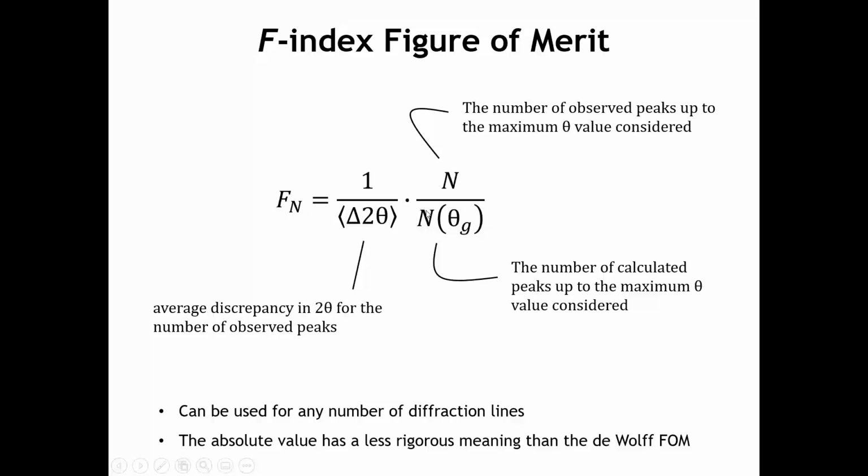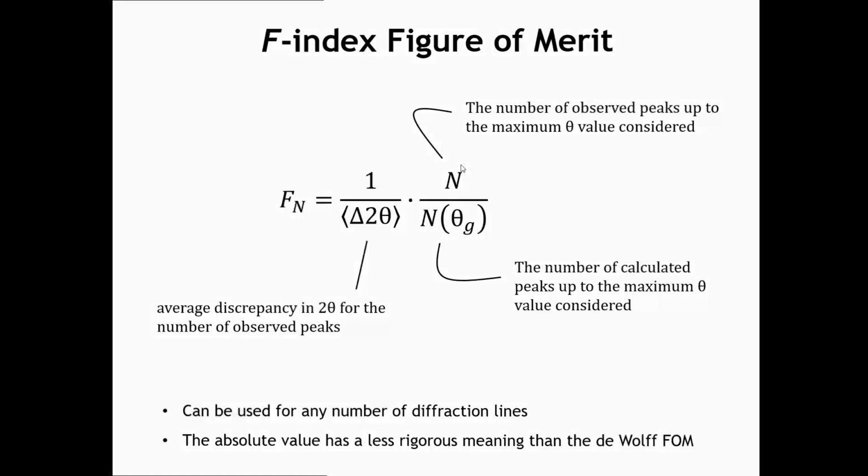And then this term, N theta G, is very similar to what we saw in the de Wolf figure of merit. This is just the number of peaks that could be present up to the nth peak that you put in. More or less, this is a very similar figure of merit.